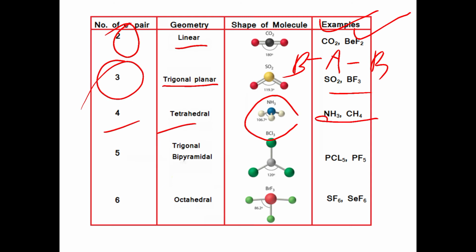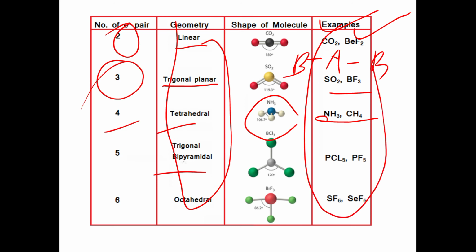These are the examples. Trigonal bipyramidal, PCl5, PF5 all show the trigonal bipyramidal geometry. Bond angle is 120 degrees. Octahedral: SF6 and others show octahedral. So you should study each geometry and shape of the molecule and some of the examples. This is also very important. In your textbook there is a complete column regarding this. So study it very well. You can expect a lot of questions on the shape of the molecule, geometry, examples, etc.